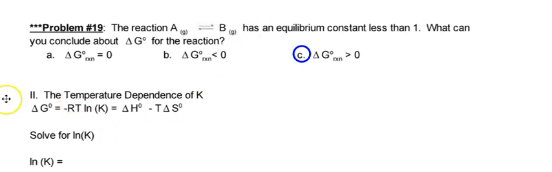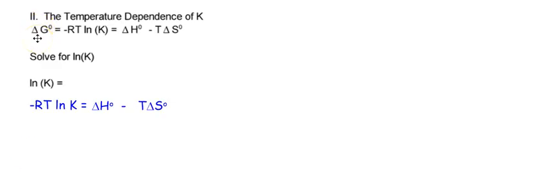Okay. Well, let's check out this next part, and that's going to be the rest of this section. All right, so if we know that delta G naught is equal to negative RT ln K, but delta G naught also is equal to delta H naught minus T delta S naught, I want to know what the dependence of K is on temperature.